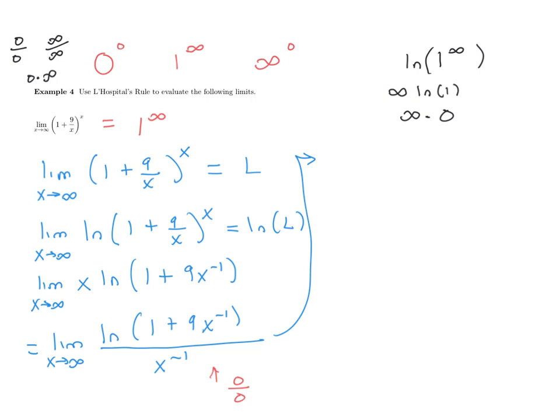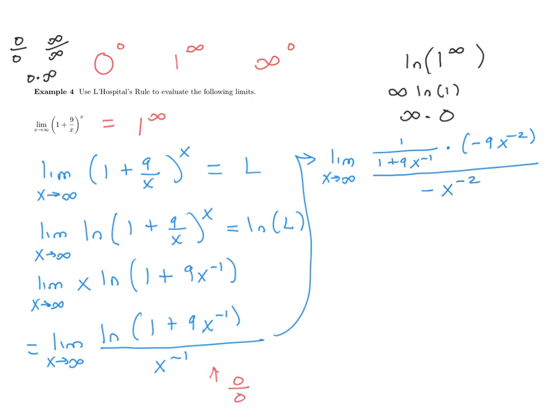By L'Hopital's rule, this is the limit as x goes to infinity of, the derivative of the top is 1 over this thing. So that's 1 over 1 plus 9 times x to the negative 1, times the derivative of the inside part. 1 goes to 0. This goes to negative 9x to the negative 2. So I'll put negative 9x to the negative 2. This is all divided by the derivative of just the denominator, negative x to the negative 2.